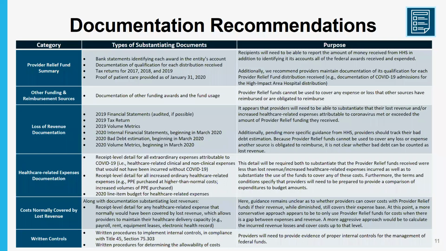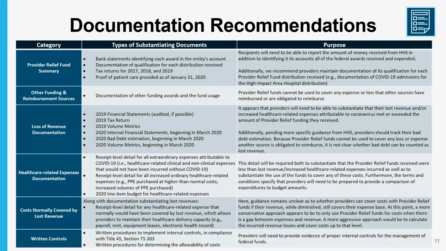Providers need to put in place proper internal controls of the funds. That's explicitly called out in the terms and conditions. And that's for control of the funds, as well as a process for determining which costs are allowable to be covered under these funds. Providers need documentation of the other funding mechanisms that have been received, such as PPP loans.